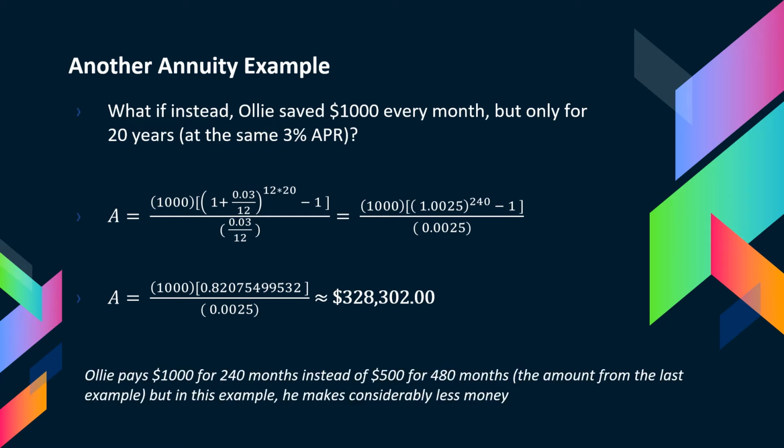If he pays $1,000 for 240 months, and I say 240 because it's 12 times 20, instead of $500 for 480 months, because that's 40 times 12, or 12 times 40, whatever way you like better. He makes less money in this version because the time for the interest to collect is less, so it doesn't build up nearly as much, and he's much better with the 40-year plan, even if that means that he has to retire in 40 years instead of 20. If he'd like to save more money, he's going to get more, but time is always the best factor here.